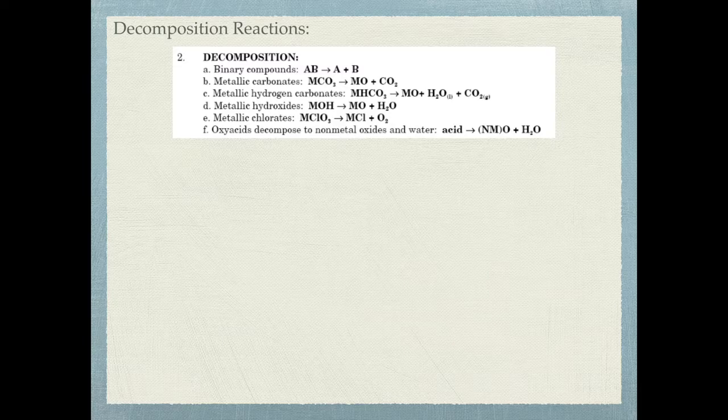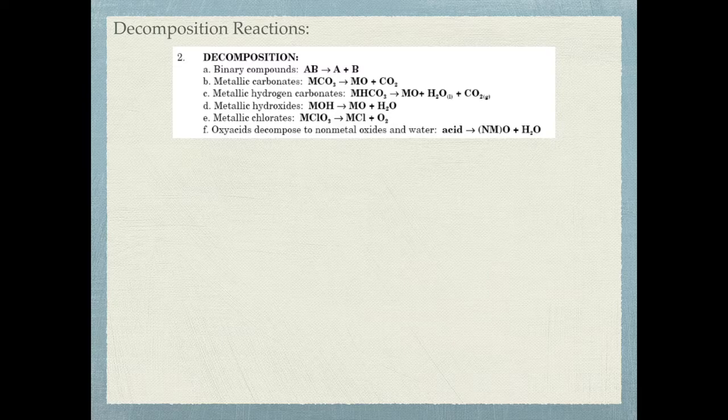And so what I want you to do right now is highlight the compounds for which you're going to need to cross your charges. So MCO3 for 2B you should highlight, because if you're going to create that compound, you need to cross your charges. MO, highlight. MHCO3 in 2C, highlight. MO, highlight. MOH in 2D, highlight. MO, highlight. MClO3, highlight. MCl, highlight. So those are the ones that when you're trying to create the compounds, you need to cross your charges.